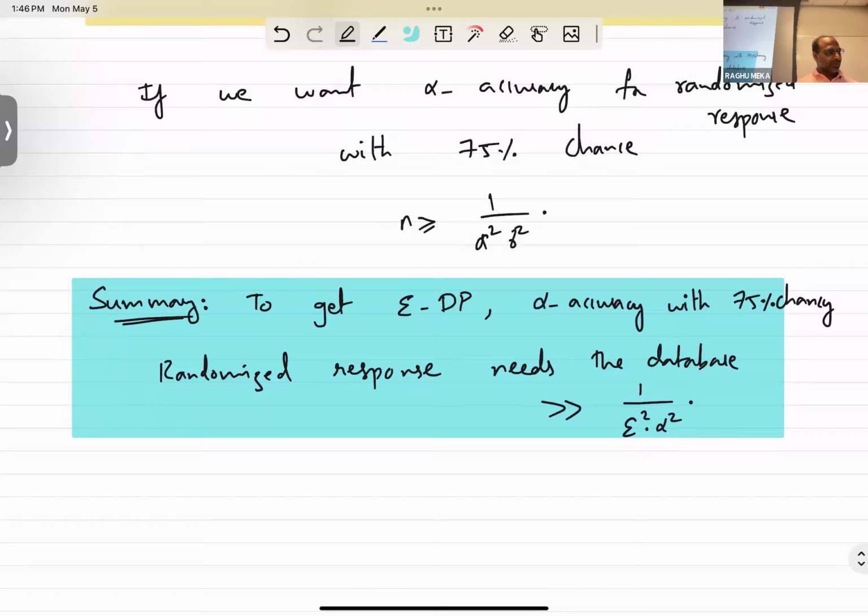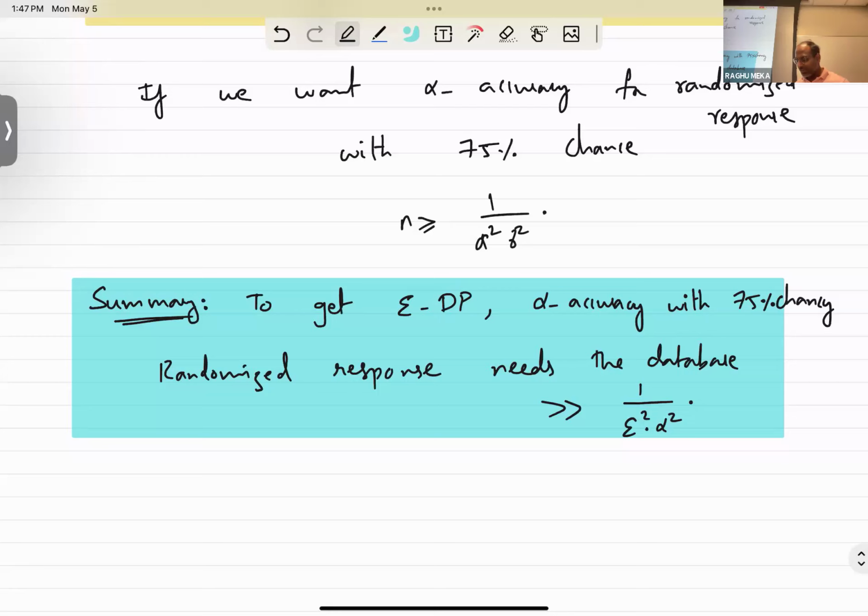And we will see that actually there is a different algorithm which can achieve the same kind of epsilon differential privacy and alpha accuracy, but quadratically better. Once we have this sort of quantitative way, we can talk about comparing algorithms. What's the best algorithm for getting epsilon differential privacy and alpha accuracy? That's going to be our algorithmic question next. So we'll start talking about that.